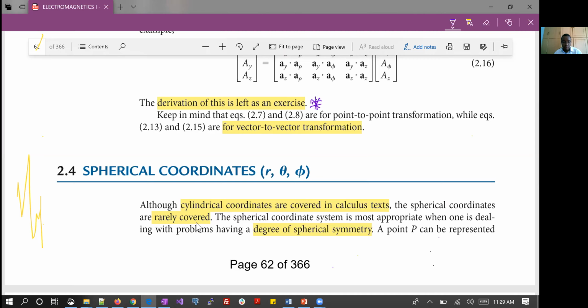Our last small subsection that we want to discuss is in regard to spherical coordinates. We should finish this class by 12 as scheduled.